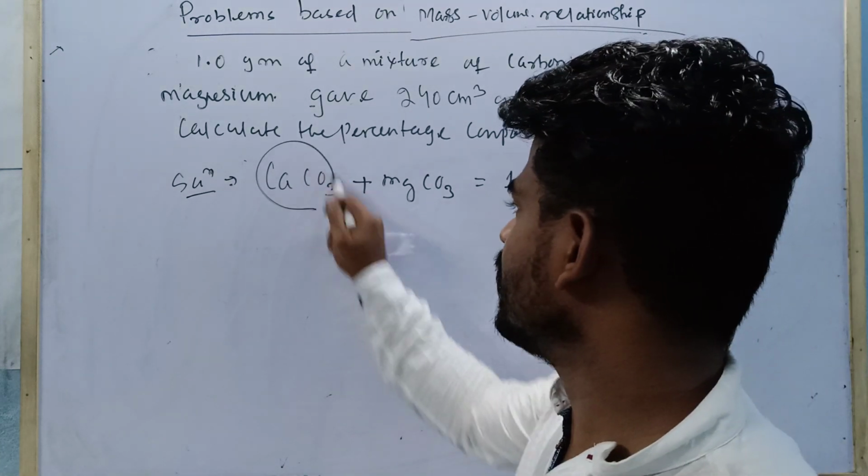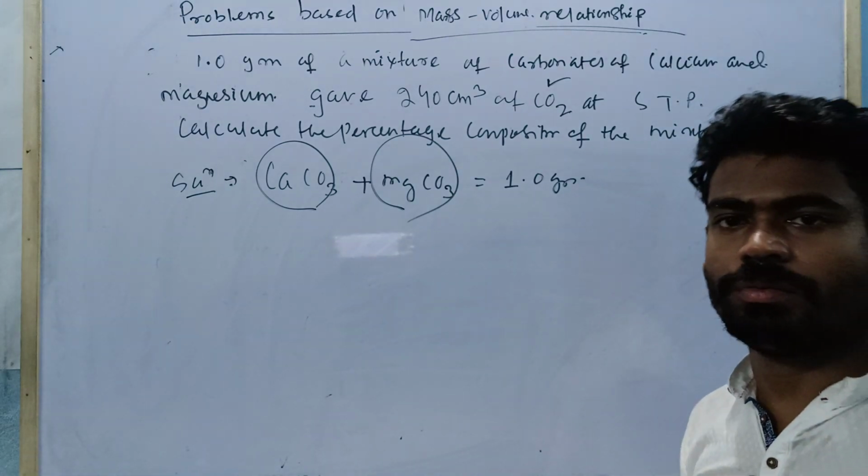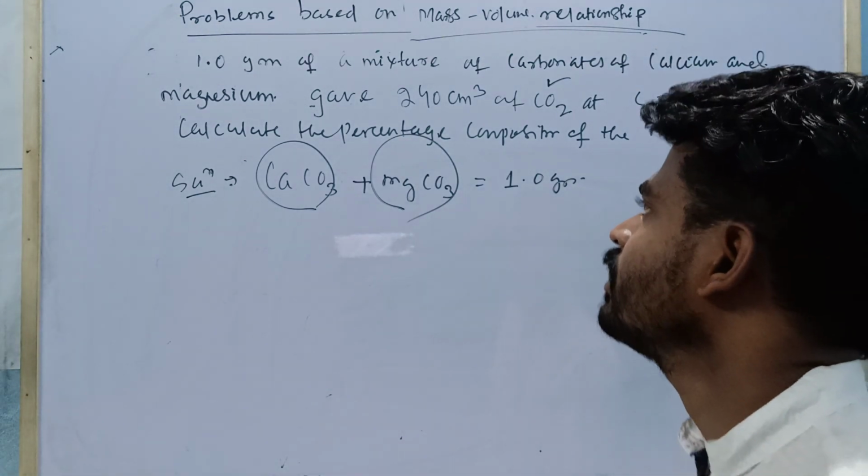मतलब कैल्शियम कार्बोनेट कितने का है और मैग्नीशियम कार्बोनेट कितने का है वो मिक्सचर में. ओके, परसेंटेज निकालना है, हो जाएगा.